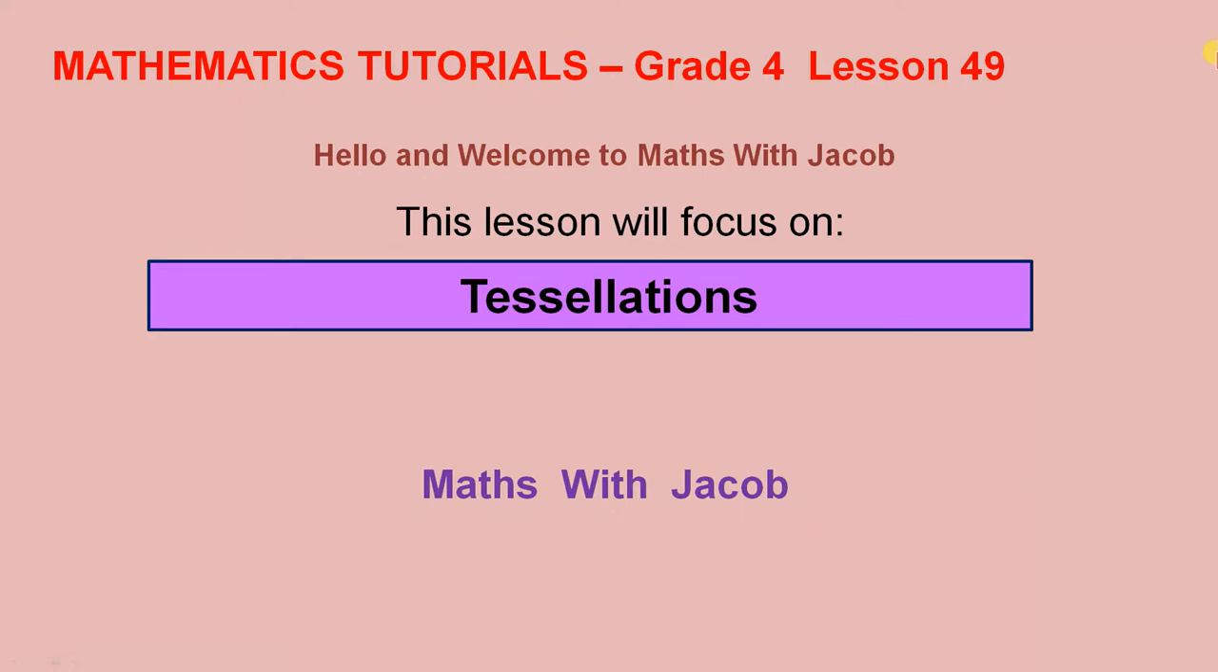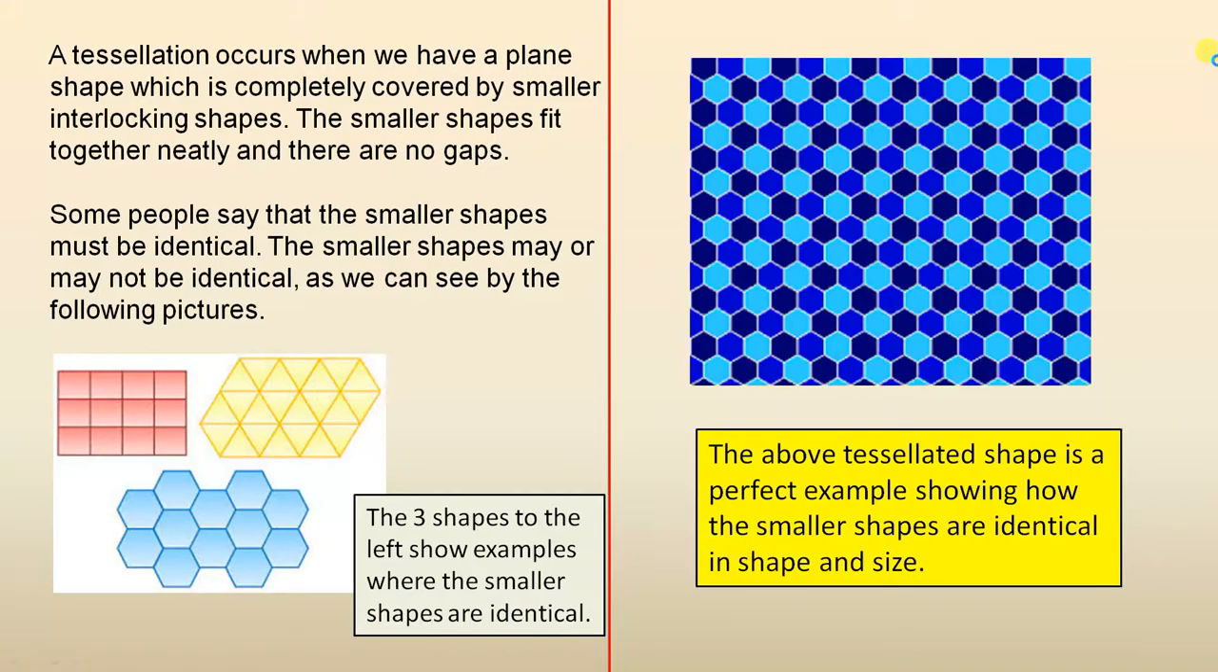This lesson will focus on tessellations. A tessellation occurs when we have a plane shape which is completely covered by smaller interlocking shapes. The smaller shapes fit together neatly and there are no gaps.